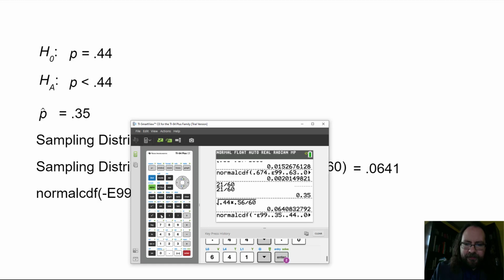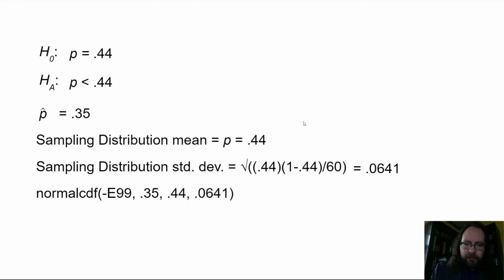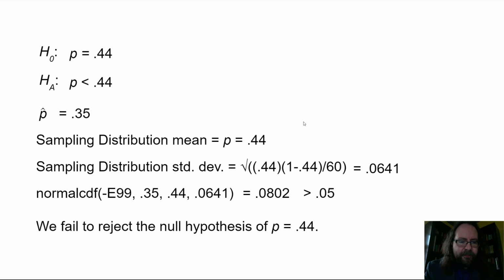And let's see what this gives us. This gives us a value of 0.08015. So I'm going to say that's about 0.0802 just to keep to the 4 decimal places. Now one thing we should see is that that is greater than 0.05. So in this case, our probability came out higher than 0.05. And when that happens, we must fail to reject the null hypothesis of p equals 0.44.